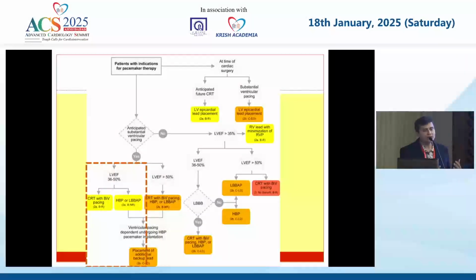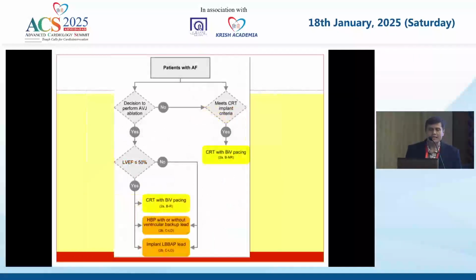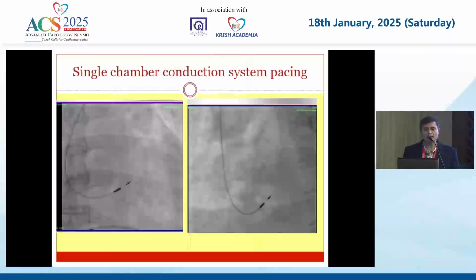So for this patient who needs a pacemaker, most of the time, if you do a pacemaker in a patient who has an ejection fraction less than 50%, what is recommended is you do a conduction system pacing or a CRT rather than a typical pacemaker. So that is one thing that you should know as a class 2A indication. In atrial fibrillation, similarly, if you do an AV nodal ablation or if you have bradycardia, a conduction system pacing or a CRT is advisable.